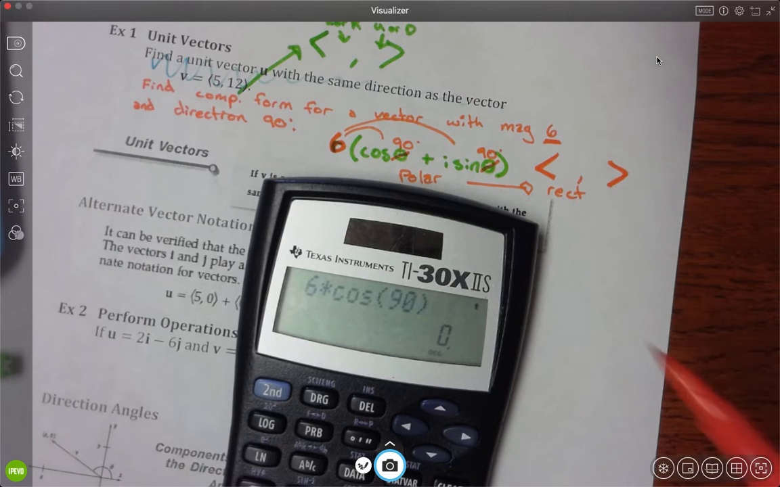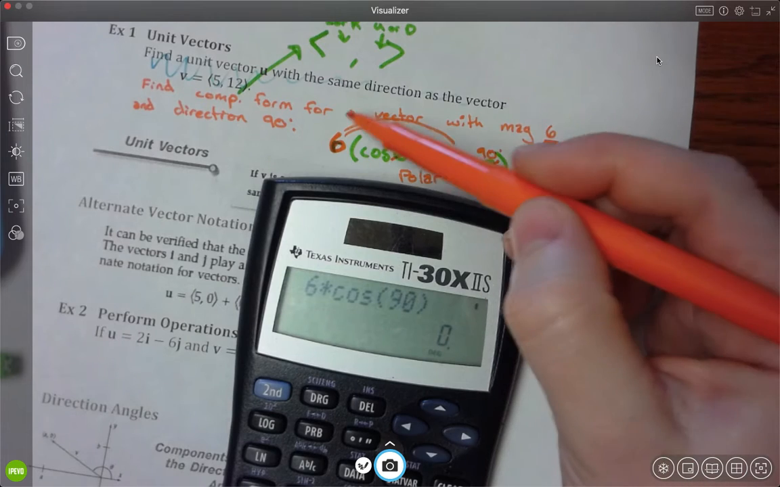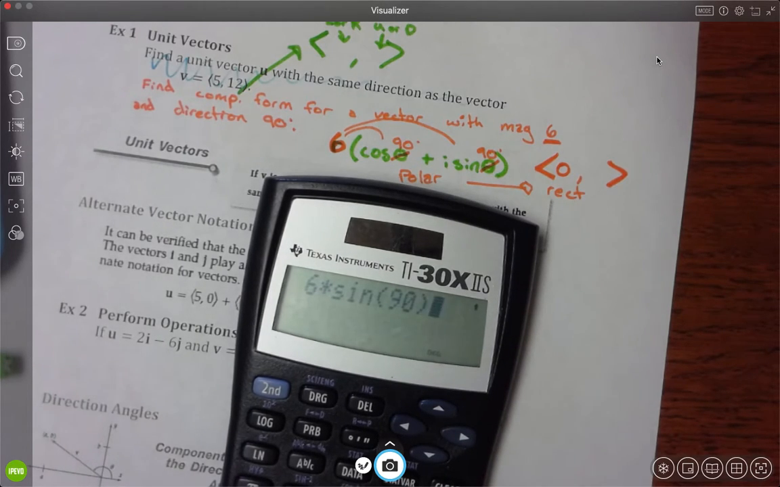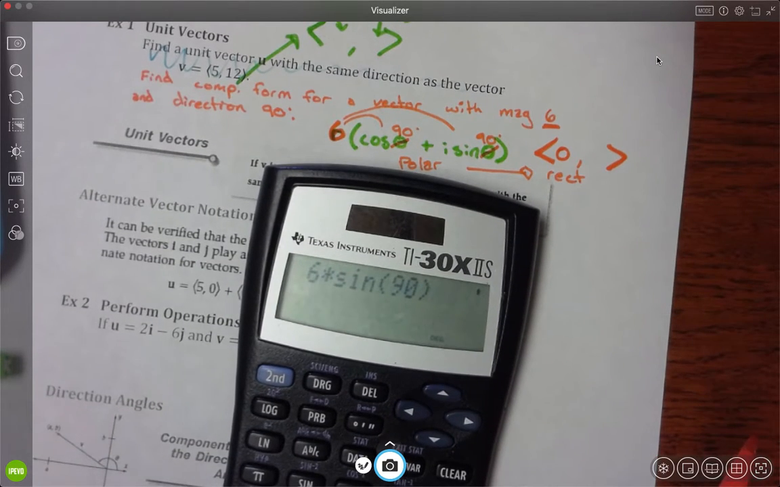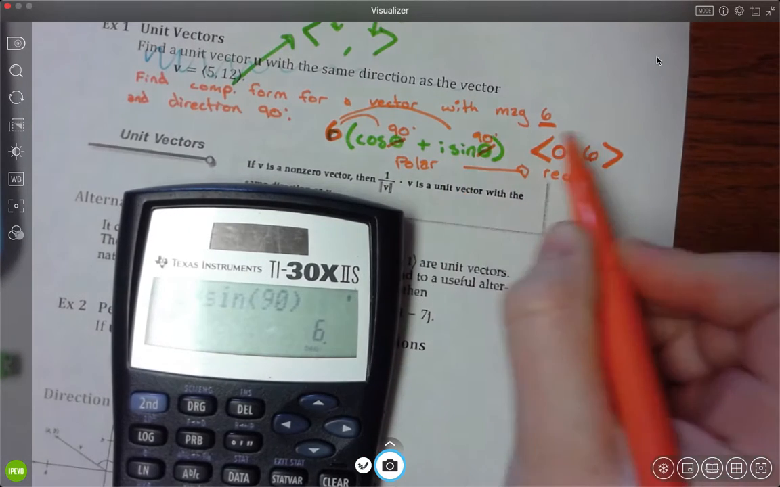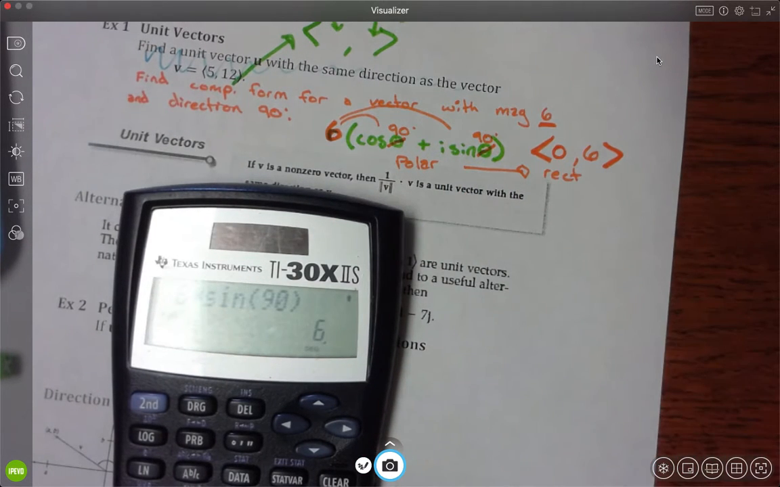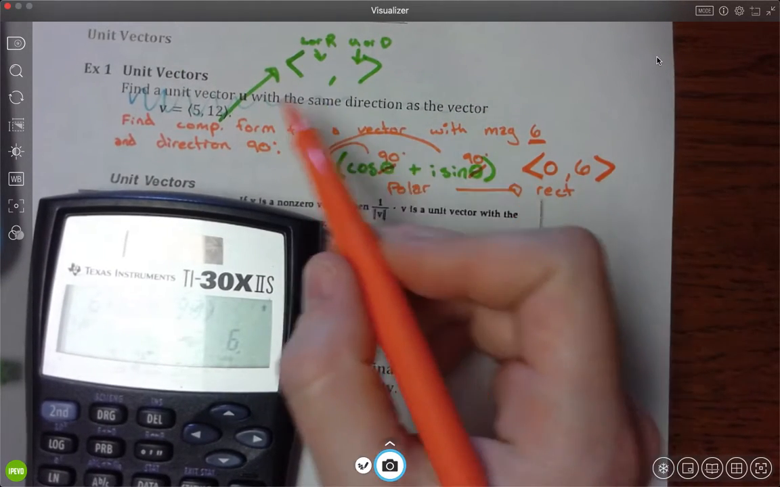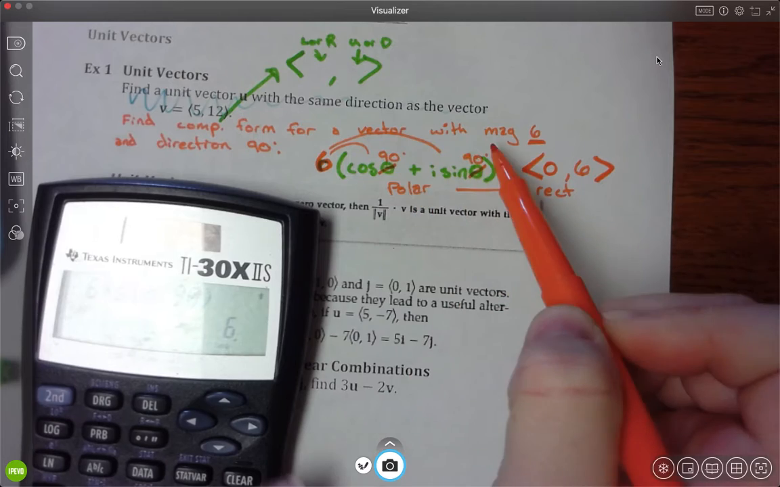Okay, so this first coordinate is going to be 0, and then I'm going to do the same thing for 6 times sine of 90 degrees, okay. If you think about what sine of 90 degrees is, sine of 90 is going to be 1, because on the unit circle, sine of 90 is that y coordinate, so up at 1, times 6 will be 6, okay. So rather than writing it with a plus sign, they'll have us write it in component form as <0, 6>, okay.